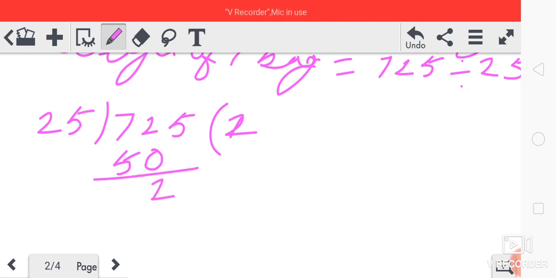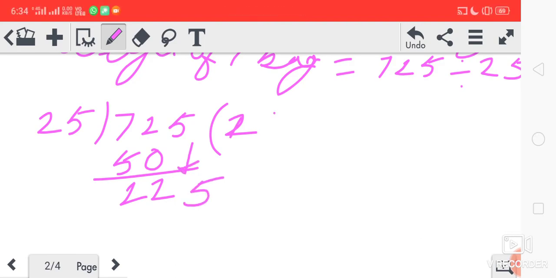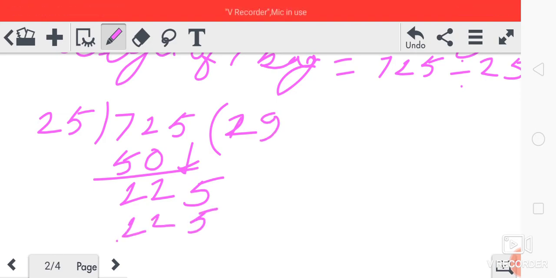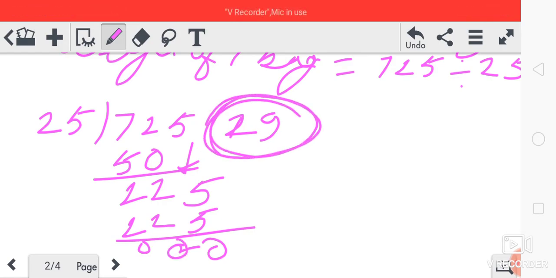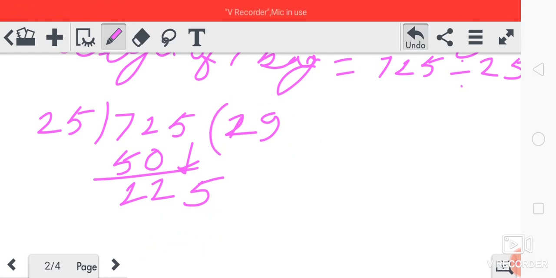2 minus 0 is 2, 7 minus 5 is 2. Now this 5 will come down. Okay. Now it is becoming 225. So 25, 9 times, if you multiply, then you'll get 225. Okay. So how much are we getting? 29. So the weight of one bag we are getting how much? 29 kg. Got it?